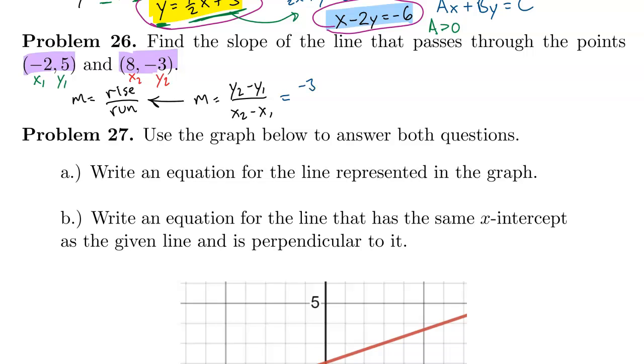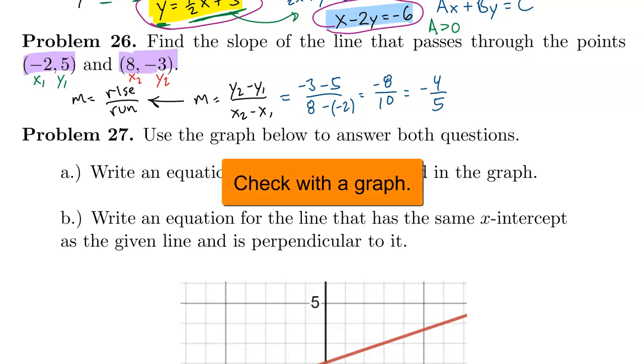I get -3 minus 5 divided by 8 minus -2. So we have -8 over +10, which equals -4/5.